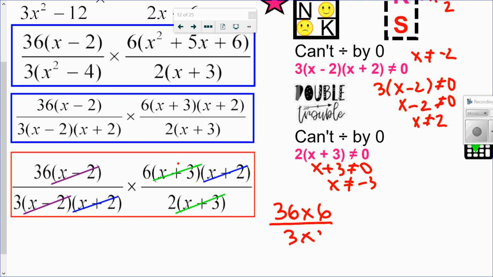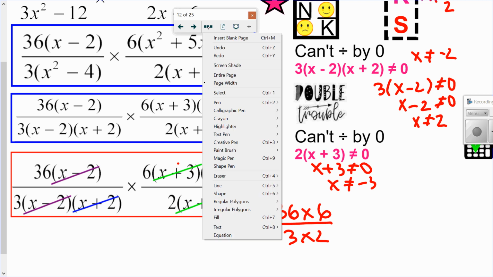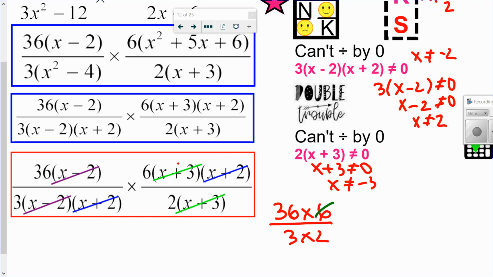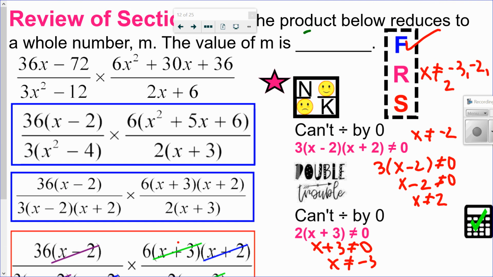Now, you could put this straight into your calculator, but what I notice is that I have 3 times 2, which is 6 in the denominator, and 6 in the numerator. So really, I could just cancel those out to make the math a little bit easier on myself. So 6 divided by 6, and my answer is 36. So the whole number that it simplifies to would just be 36.